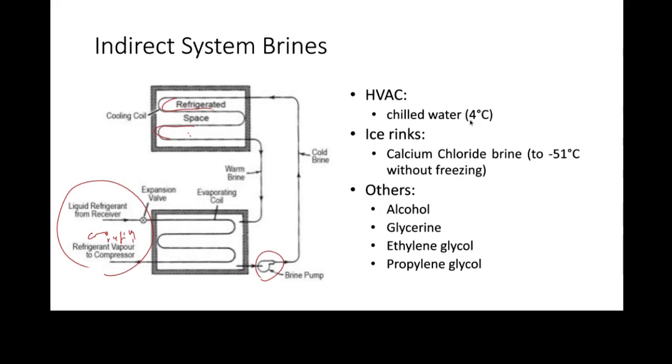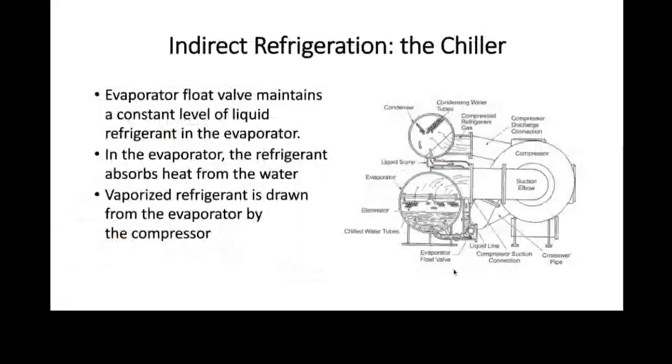Now, if it's an HVAC service, like I said, chilled water, usually it's 4 degrees Celsius. That's pretty standard temperature. Ice rinks will use a calcium chloride brine, but other brines in use would be some sort of alcohol, glycerin, ethylene glycol. Less so now with the ethylene glycol because it's toxic. And what we had at our lab, our secondary refrigerant, or our brine, was propylene glycol. And the whole idea is so we can achieve low temperature without the stuff freezing.